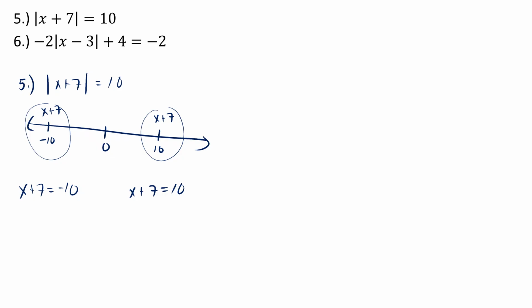We go back to the definition. It's the distance from 0. From here, we would simply subtract 7. So 7 minus 7 is 0. -10 minus 7 is -17. And we do the same over here, subtract 7, and we get x is equal to 3. Number 6. Well, this looks like fun.